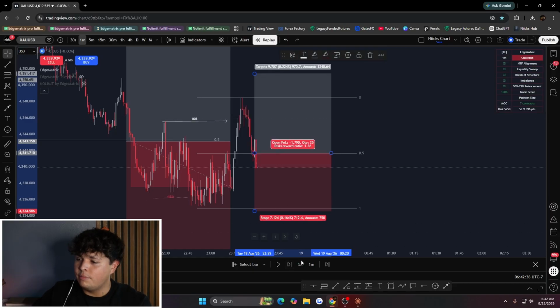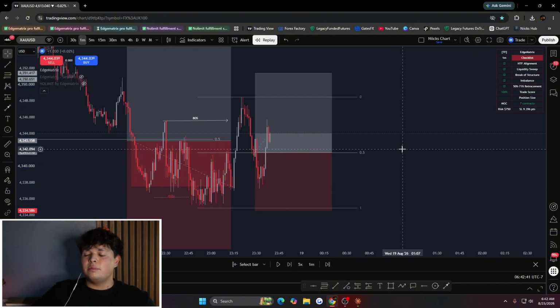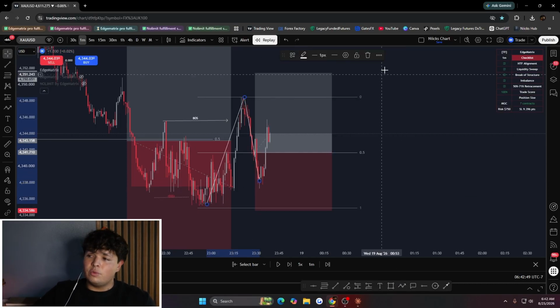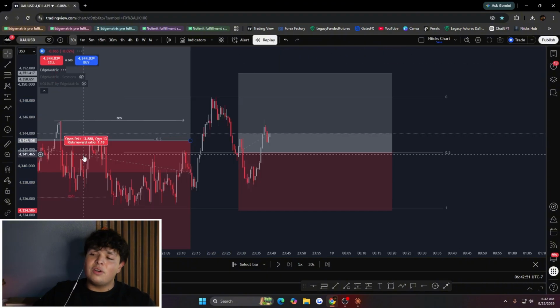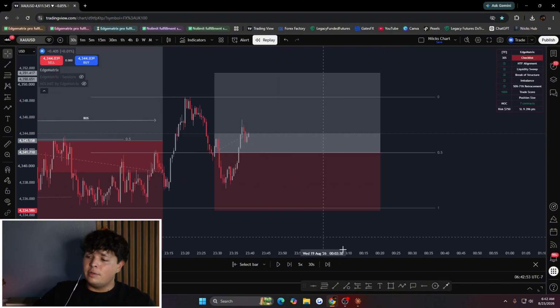Price tapped me in. And here's where it gets even better. This is why I love my system, guys, because there was another opportunity here. The 1 minute was bullish within the swing structure. We just flipped internally bullish in the 1 minute structure. And if we go down to the 30 second, what do we see?